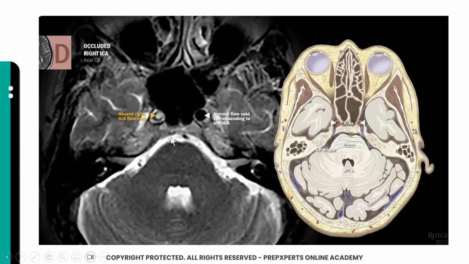These are called flow voids. So learn this terminology, that normal blood should be flow void. But if there is absence of flow void, it means that there is occlusion of the normal blood flow. So this was a thrombus, you can say. Okay, so this is absent right ACA flow void, and this is our thrombus.